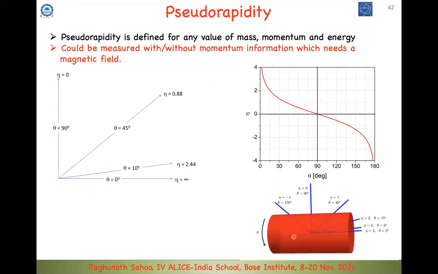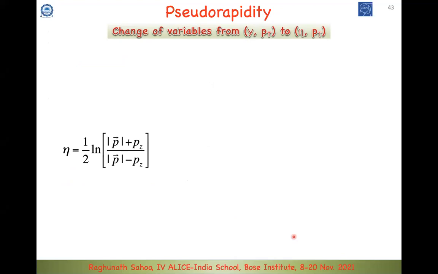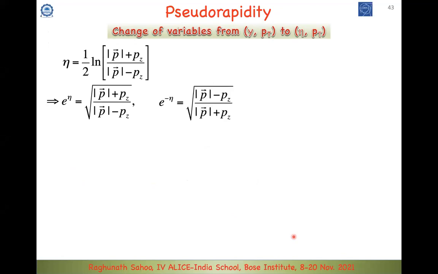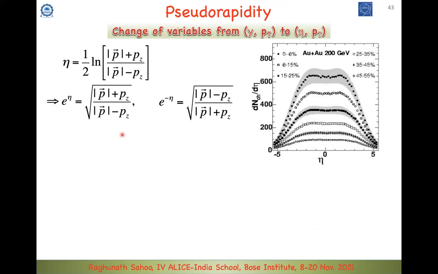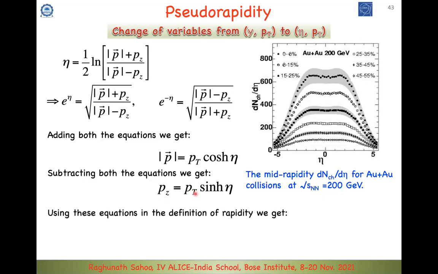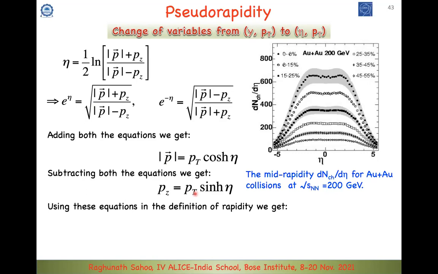So this I showed you earlier. Let me skip this slide. If you change from y, pT to eta, pT, essentially changing from rapidity to pseudorapidity, eta can be written in terms of, just rearrange this formula, you will find e to the power eta is this and e to the power minus eta is this. If you add both these expressions, you will find your P is equal to pT cosh eta, and if you subtract, you will find your pZ is pT sinh eta. So with these things, I am slowly changing from pZ to pT and eta.